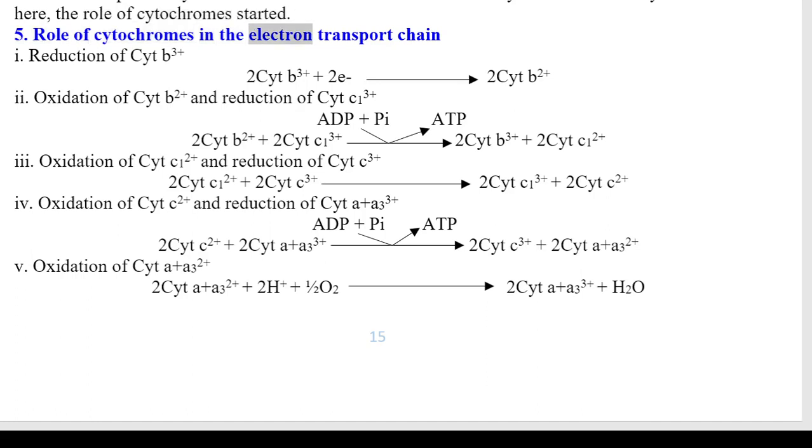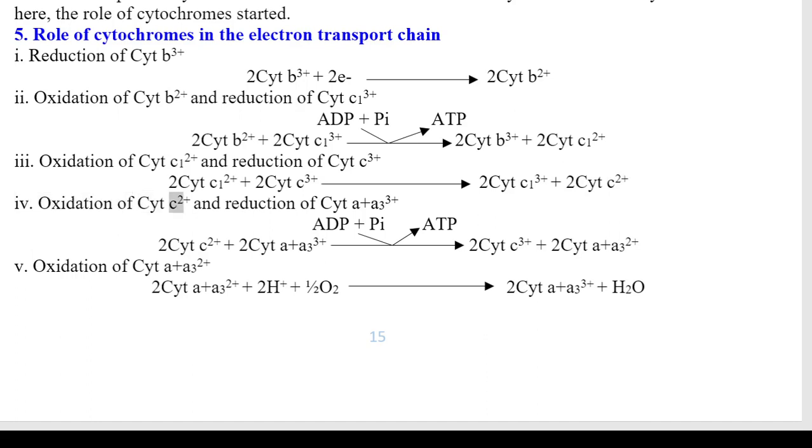5. Role of cytochromes in the electron transport chain. 1. Reduction of Cyt b3+. 2 Cyt b3+ plus 2e- gives 2 Cyt b2+. 2. Oxidation of Cyt b2+ and reduction of Cyt c1 3+. 2 Cyt b2+ plus 2 Cyt c1 3+ gives 2 Cyt b3+ plus 2 Cyt c1 2+. 3. Oxidation of Cyt c1 2+ and reduction of Cyt c3+. 2 Cyt c1 2+ plus 2 Cyt c3+ gives 2 Cyt c1 3+ plus 2 Cyt c2+.